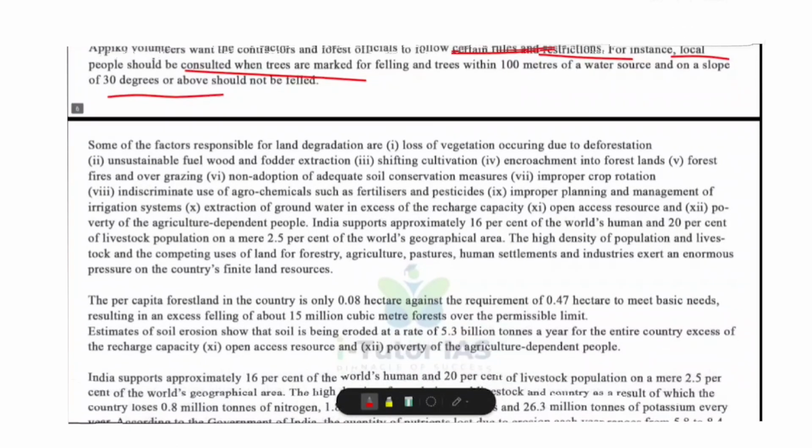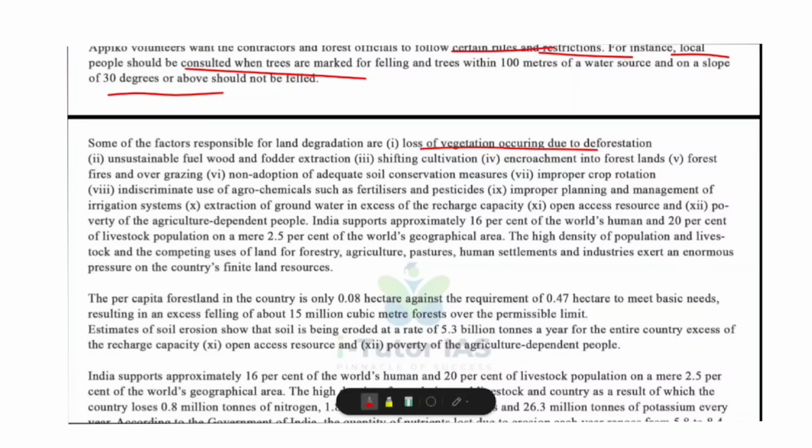Some major reasons include loss of vegetation due to deforestation, then unsustainable fuel wood and fodder collection, shifting cultivation and encroachment into forest lands, then forest fires and overgrazing, then lack of soil conservation measures and poor crop rotation, then excessive use of fertilizers and pesticides, improper irrigation, planning and groundwater extraction beyond recharge capacity, then open access resources leading to overuse, poverty among agriculture dependent people, and so on.